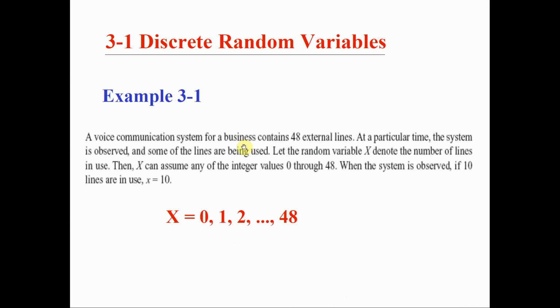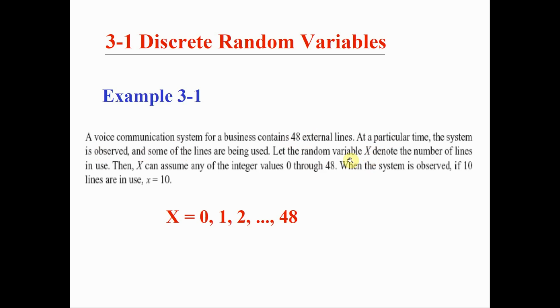And here we have just an example so that we can see how we can construct a random variable, or what are the different values that this variable can take. So in this context, let me read: a voice communication system for a business, like the telephone system of our university, contains 48 external lines. So we have 48 telephone lines that can be used to call outside. At a particular time, the system is observed, and some lines are being used. Of course, some of the 48 are being currently used, and some of them are currently not used.